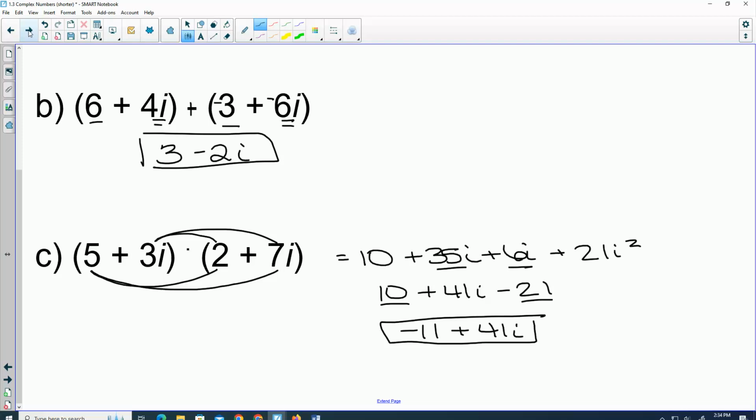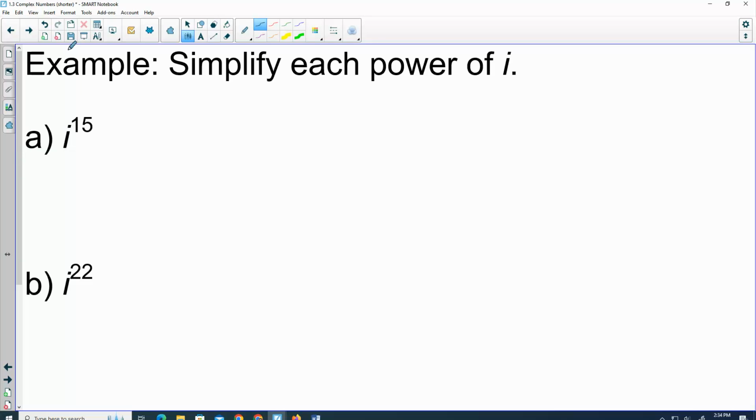Sometimes we might have higher powers of i, and we want to simplify that as much as we can. We don't want to see an i to the 15. What we have to remember is that every time we get two i's, when you have an i squared, it turns into what? Negative 1. So the question is, if I have 15, how many groups of 2 can we form? I could think this is like i squared 7 times. Are there any left? Yes. So there is 1 i left over.